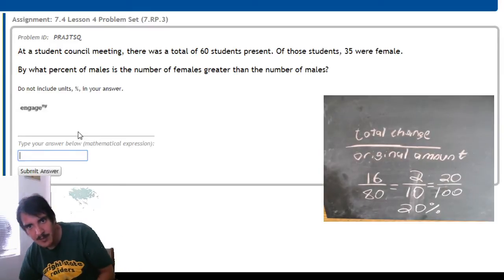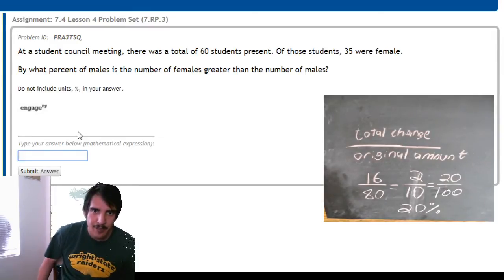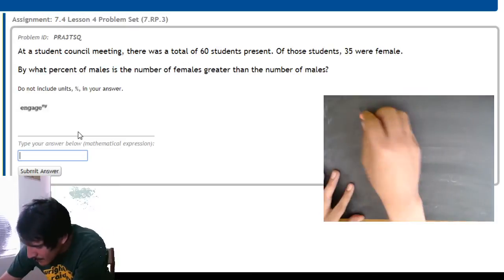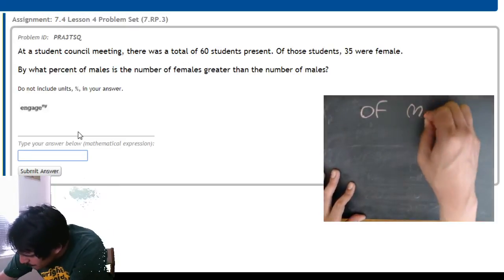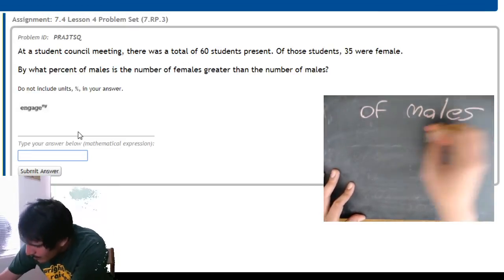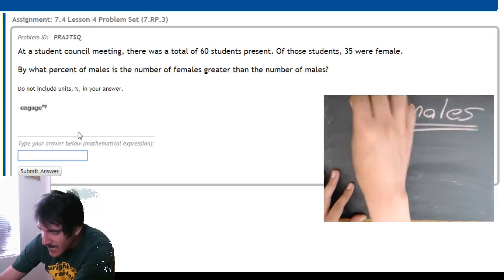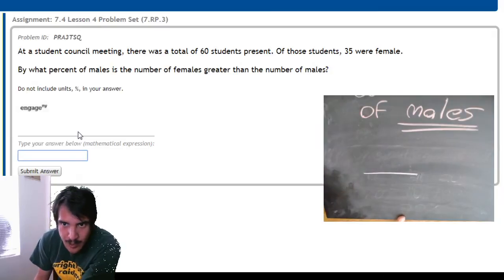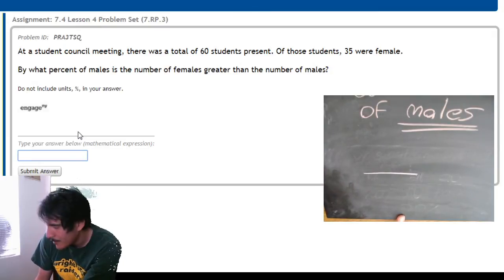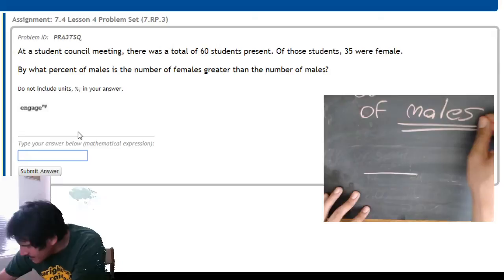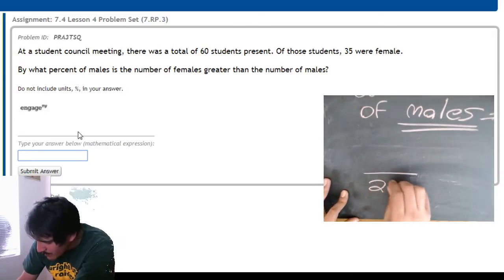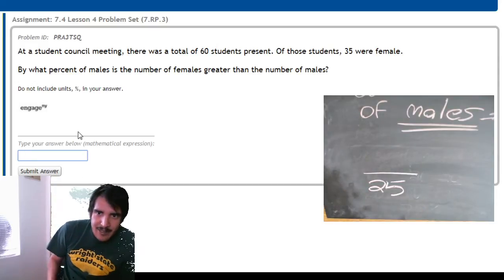At the student council meeting, 60 students were present. Of those, 35 were female. By what percent of males, again, I'm going to write this down, of males, if you have the word of before a group, of means out of, which means when you do your fraction, you are going to do this out of the number of males. The number of males, if you do some subtraction, you get that the number of males is 25. So out of males, that's the denominator.